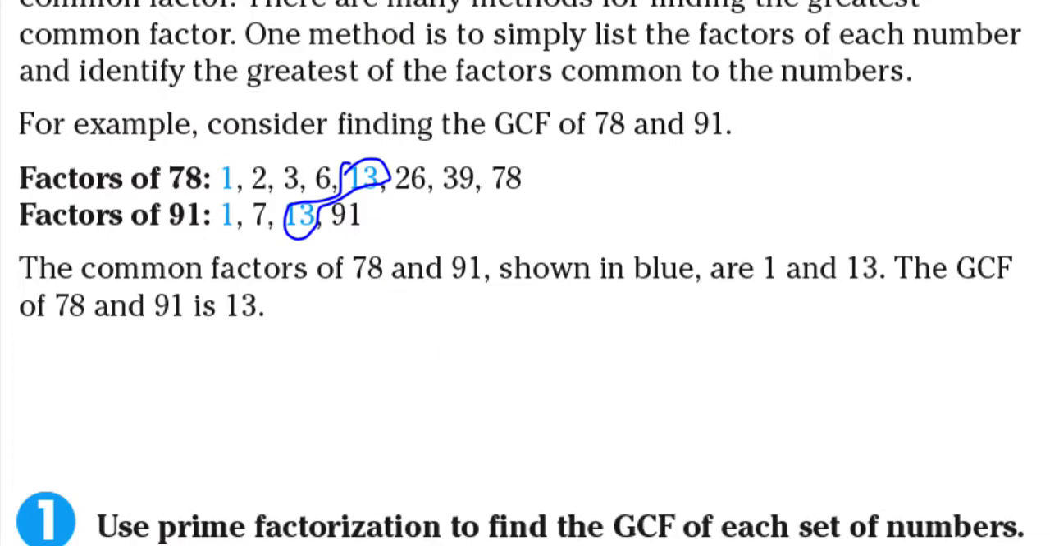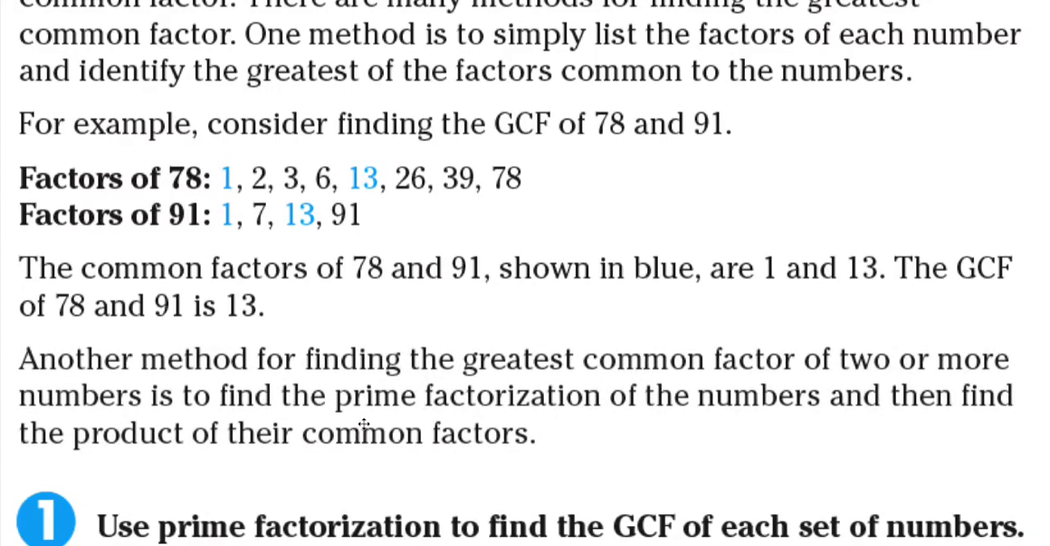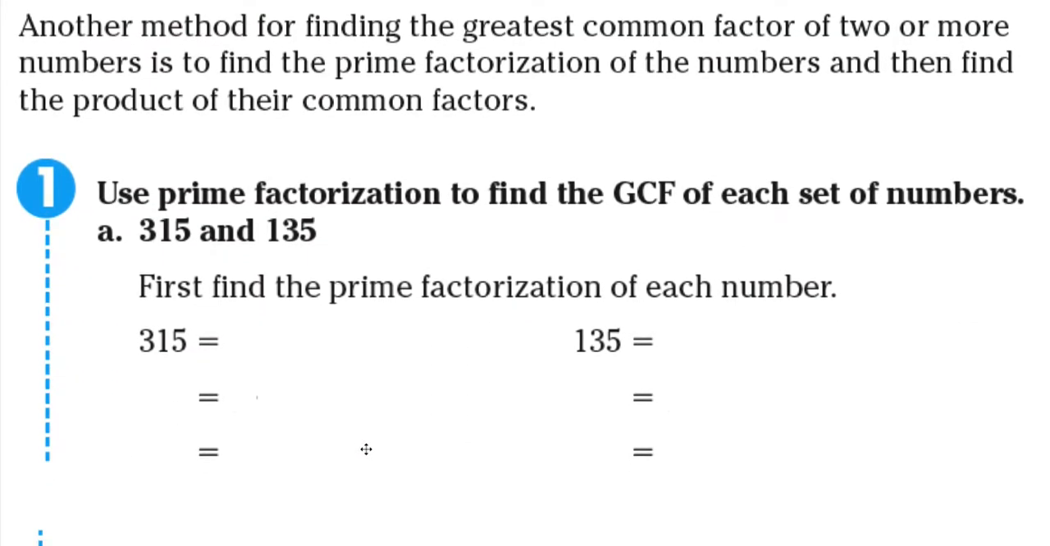Now, listing is a good method, but once the numbers become very big, it is going to be a huge task to find the greatest common factors when you list them. So another way of finding the greatest common factor of two or more numbers is to find the prime factorization of the numbers and then find the product of their common factors. Let's look at how we do this. Use the prime factorization to find the GCF of two numbers, 315 and 135.